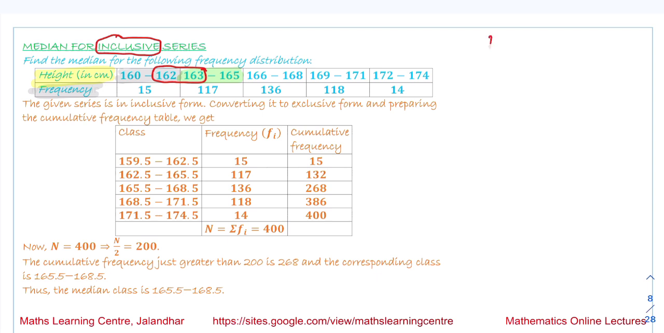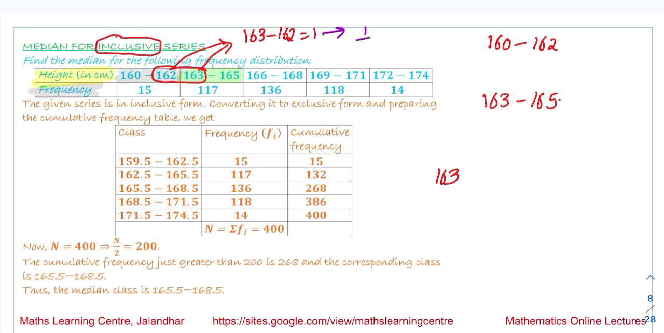We know what the procedure is. It is 160 to 162. Next it is 163 to 165. If we look at these two values, the difference is 163 minus 162, which is equal to 1. Half of this value is 1 by 2, which is equal to 0.5. So we have to subtract 0.5 from this value and add 0.5 to this value. The answer we will obtain is 159.5 to 162.5.